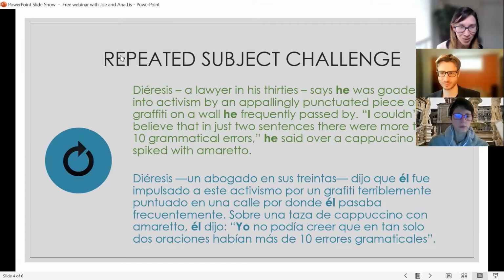And I'll give you a challenge for the repeated subject. This is an actual example that I gave some of my students a while ago from a text. The English says, Diéresis, a lawyer in his 30s, says he was goaded into activism by an appallingly punctuated piece of graffiti on a wall he frequently passed by. I couldn't believe that in just 2 sentences, there were more than 10 grammatical errors, he said over a cappuccino spiked with amaretto. So I bolded all the pronouns that are functioning as subjects. Diéresis is the first one, but then he, I, he.